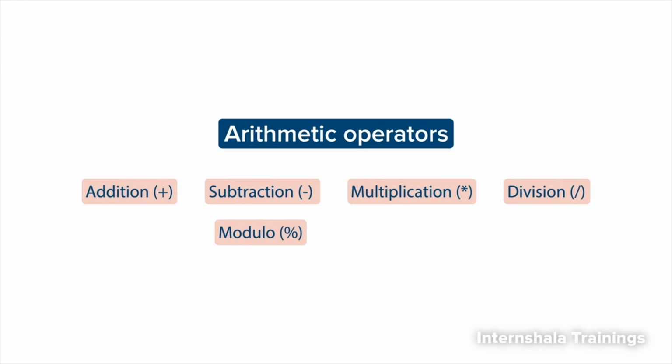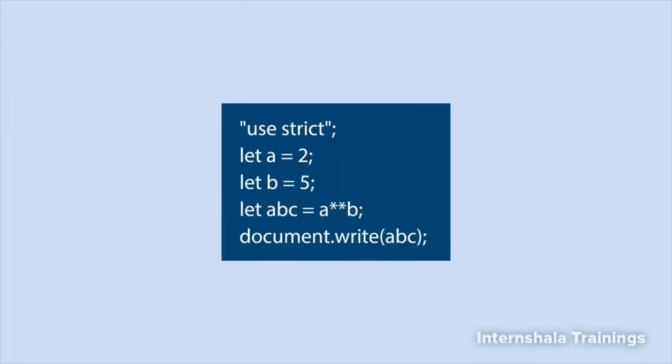However, in JavaScript, we have one more arithmetic operator, the exponential operator, which is denoted by 2 asterisk symbols. For example, we have this code where we have two variables a and b. We have defined the values of these variables as 2 and 5 respectively. Then we have defined a variable abc, and using an exponential operator, we have assigned some value. Here, this exponential operator multiplies a variable by itself b times. In simpler terms, it means a to the power b. So, 2 to the power 5 is 32, and if you execute this code, you will get the same output.